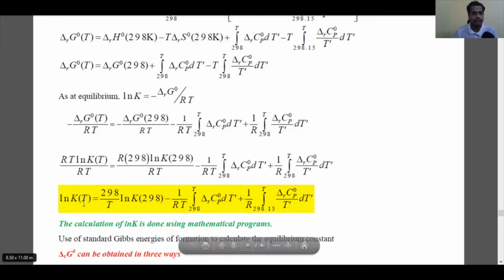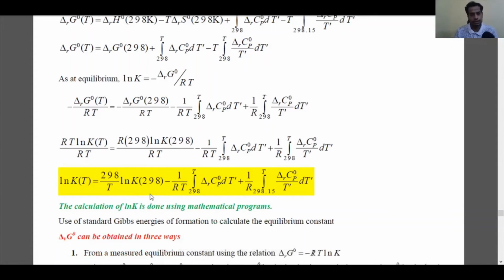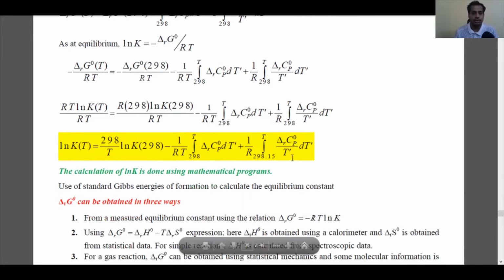ln K as a function of temperature is equal to 298 by the desired temperature, any desired or working temperature, ln K at 298 Kelvin minus 1 by RT integral of delta Cp dT plus 1 by R integral of delta Cp by T dT. So we can use this final expression to calculate ln K. But the calculation of ln K using this expression is not so straightforward.